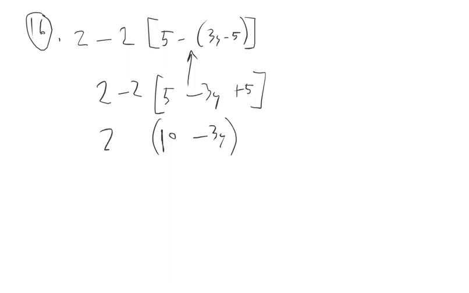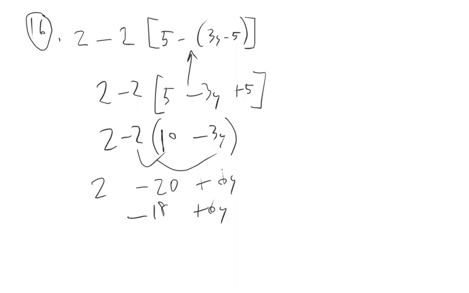Then you have 2 minus 2. So then distribute this negative 2. So you get negative 20 plus 6y. Now combine together the 2 and the negative 20, you get negative 18 plus 6y. Then put it in the positive one first. So 6y minus 18. That's the answer.